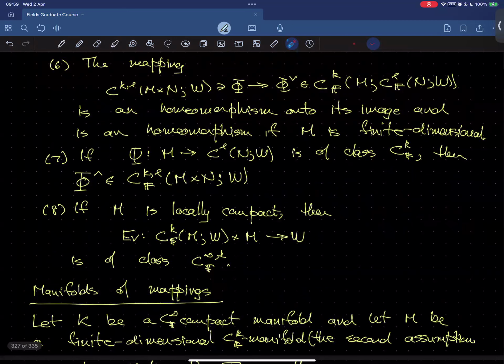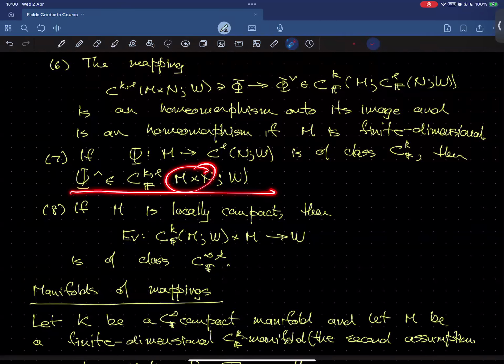So now I have the wedge mapping, and the wedge mapping is always the better behaved one. So I start with a mapping from M, taking values in the space of mappings. And then the wedge mapping, which is a mapping from the product into W, is always of class CK.